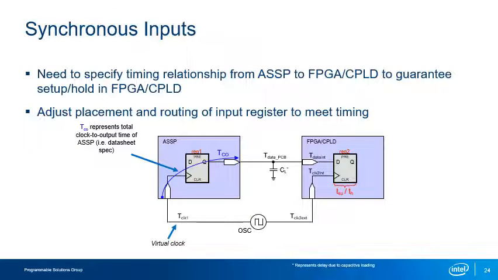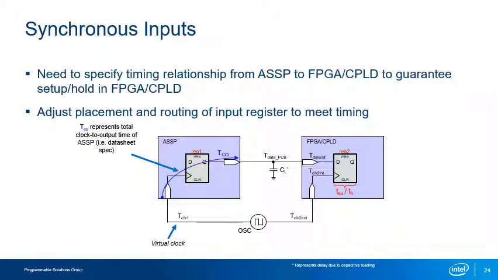The other method of constraining I/O signals is by providing the Timing Analyzer with information about external delay parameters. With this information, the fitter can place and route the design in a way that satisfies external timing requirements. Let's look at synchronous data inputs first.